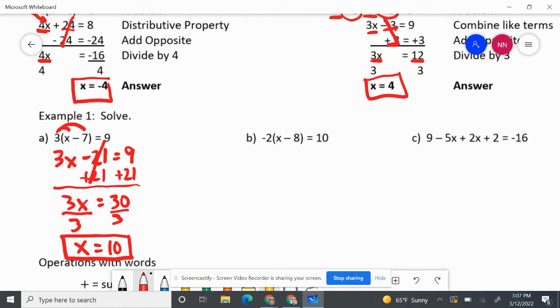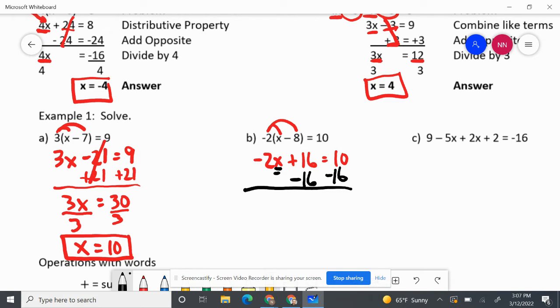For the next one, I'm going to distribute the negative 2 to each of the terms. That's negative 2x plus 16 equals 10. What I want to do is isolate the variable. Once again, fancy way of saying getting the x by itself. So in order to get the x by itself, I'm going to subtract the 16. Once again, I want to add the opposite, so that way it becomes 0. And I have negative 2x equals negative 6. So I divide by negative 2, once again, to isolate the variable. So I have the x by itself. Negative negative is a positive, so that would be a positive 3.